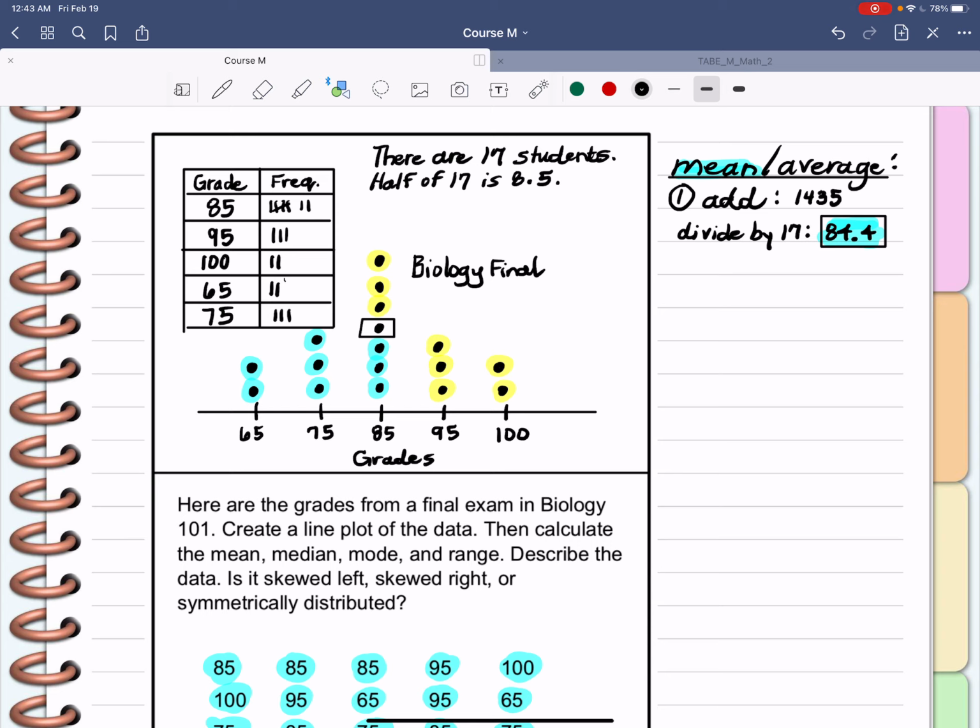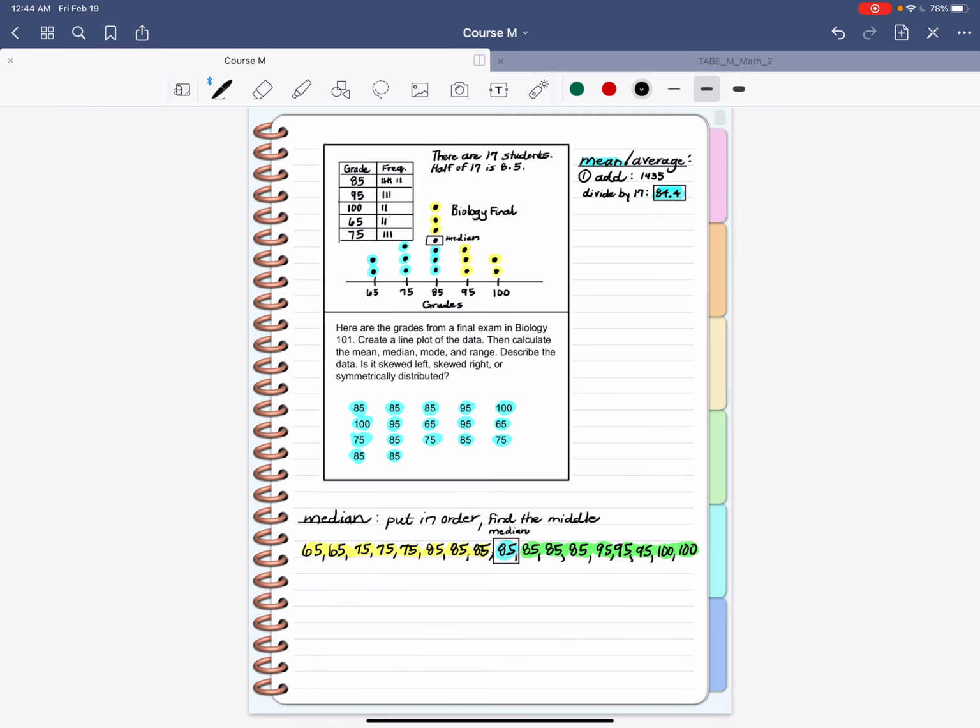So you can also find your median that way. If you prefer, I always loved it when I had a graph because I didn't have to write that list out. I could just look at my graph and find the middle one. But if that bothers you and you don't like that way, you can certainly write them out and find it with that. It'll work every time, however you prefer to do it.